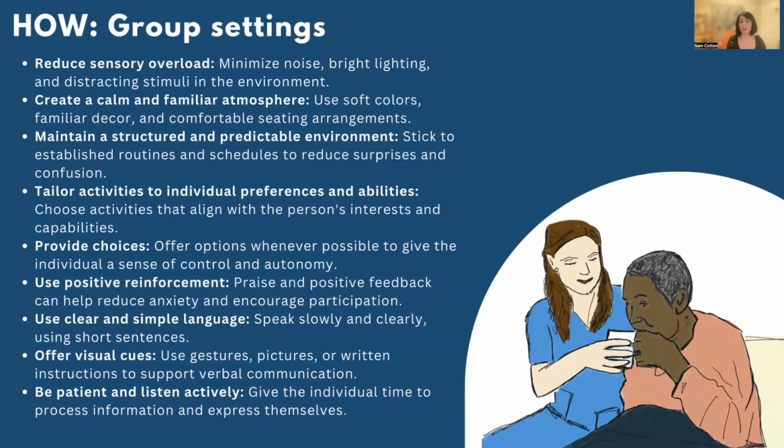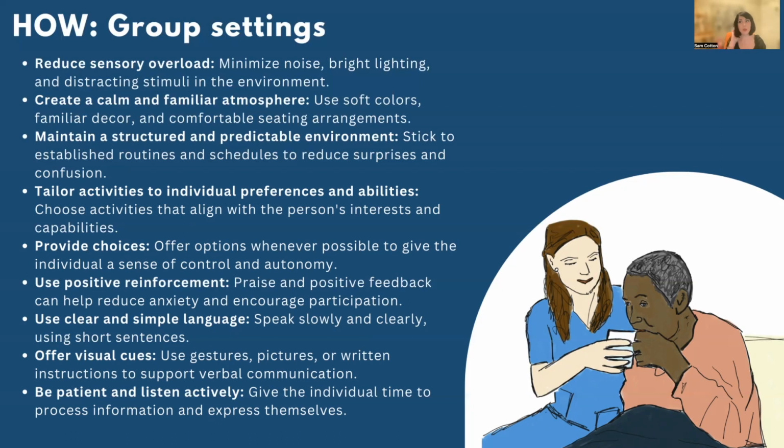As I mentioned earlier, use clear and simple language. We want to make sure we're speaking slowly, speaking clearly, and using short sentences. Sometimes in group settings, as caregivers, we're trying to give instructions to a number of different people all at the same time, and that can be confusing for the person, especially if we're talking to multiple people at one time. So focusing on the individual person and their needs can also be helpful.